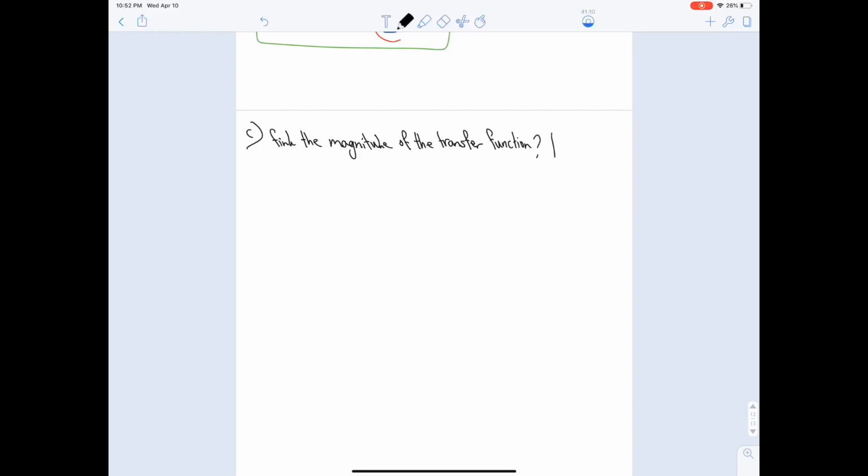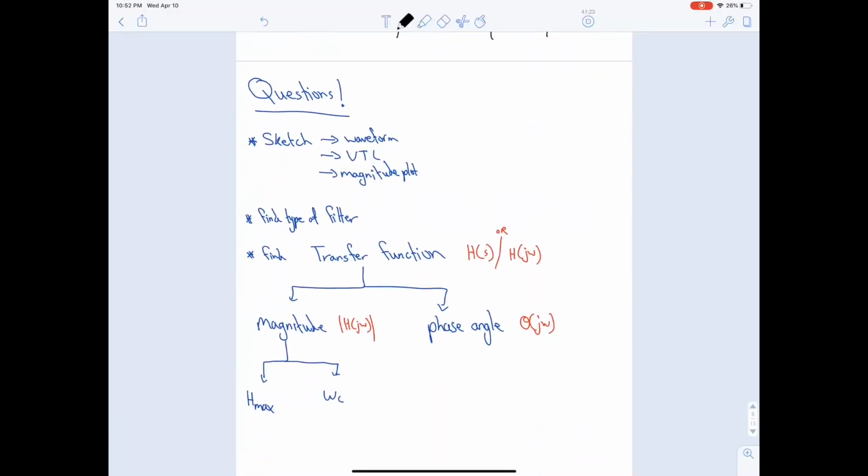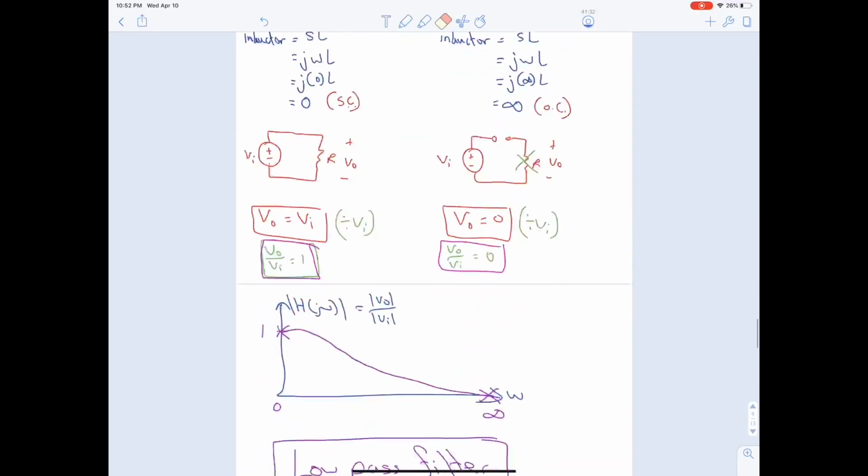Now the magnitude is H of jω with the magnitude signs. Okay, now who's the parent of the magnitude? The parent of the magnitude is the transfer function, right? So in order to find the magnitude, I need to find the transfer function. And we already found the transfer function.